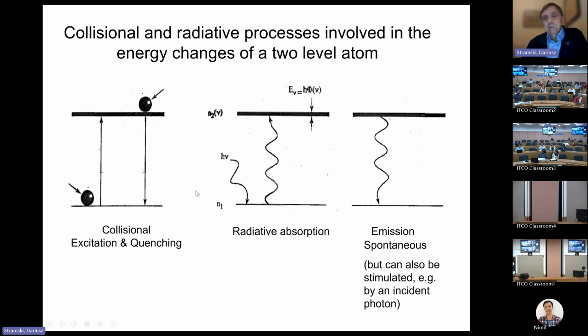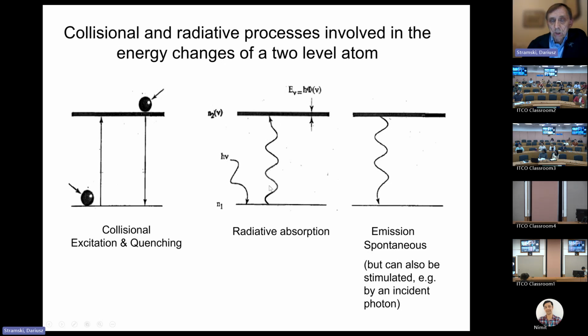And other ways of changing internal energy, except for collisional excitation, are associated with radiative processes. So the photon incident upon the atom, the two-level atom, a photon that possesses appropriate energy, appropriate in a sense that it corresponds exactly to this gap, to this difference between two internal energy levels, can be absorbed.